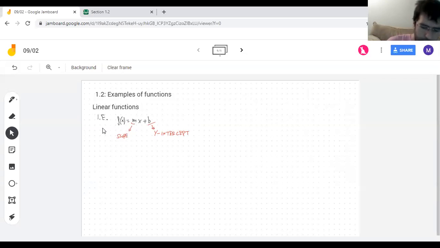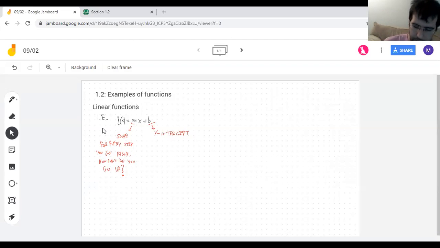The slope is how, for every step you go right, how many do you go up? Or if you're going down, then m is going to be negative.